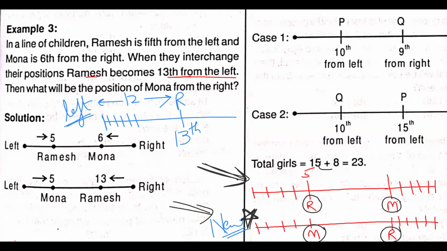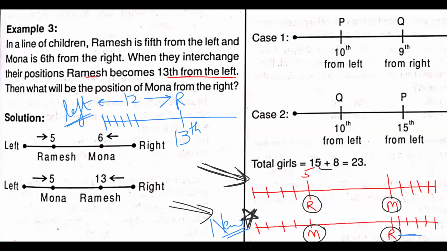Right. Now, the condition is that when Ramesh is over here, if we start counting from the left side, then Ramesh should be 13th from the left end. We still do not know how many people are between Mona and Ramesh. That is why we haven't drawn anything in between Mona and Ramesh. We do not know how many persons are sitting between both of them, but we know that Ramesh should be 13th from the left.